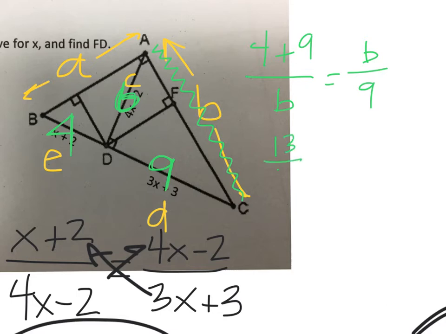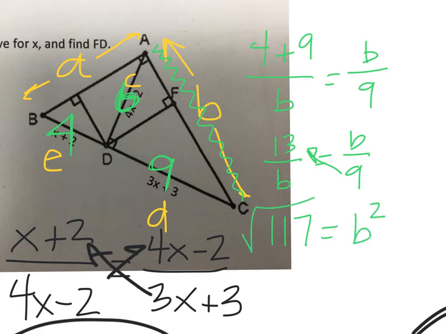So 13 over B equals B over 9, cross multiplying, 117 equals B squared. So when I take the square root of that, let me see my calculator. Square root 117 is 10.1817. That's a lot of decimals.